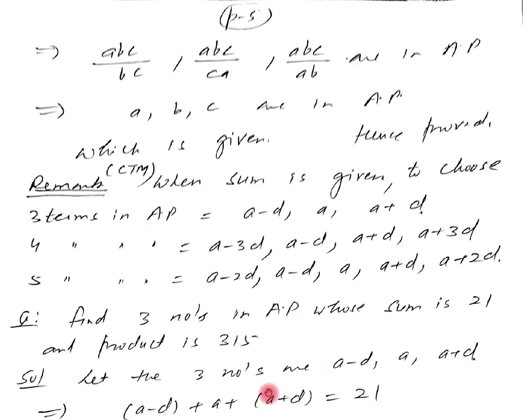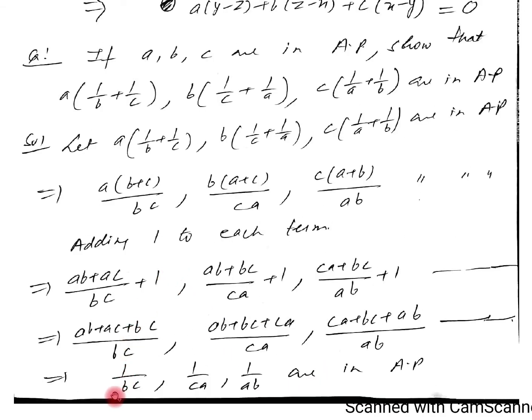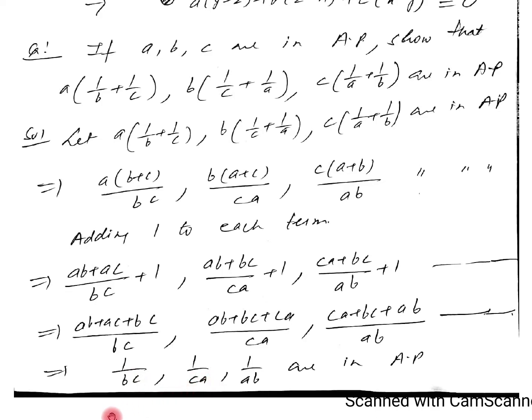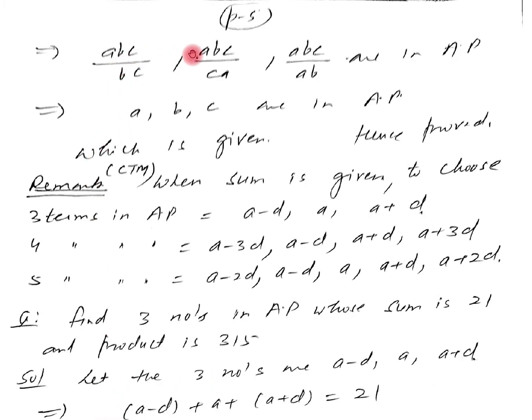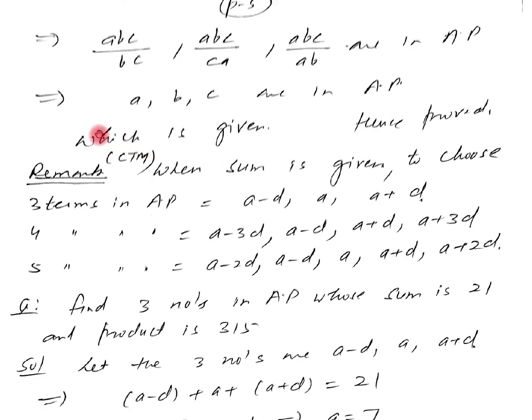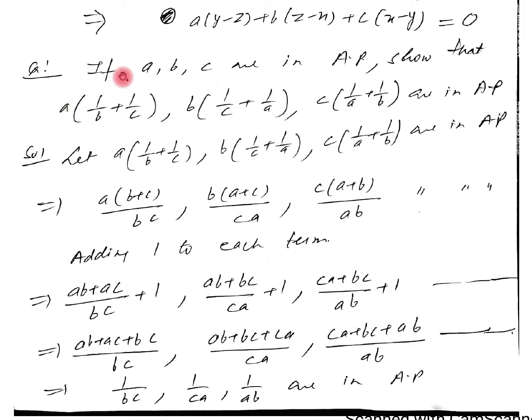Now again, what I am doing here, multiplying each term by the constant quantity a into b into c. Again simplifying, I'm getting a, b, c are in AP, which is given in the question, hence proved. This is the way to do questions of this type. The question is: a, b, c are in AP, then we have to prove that these terms are in AP. What I have done is, what I have to prove, I suppose these are in AP, then I am reaching the result given in the beginning.